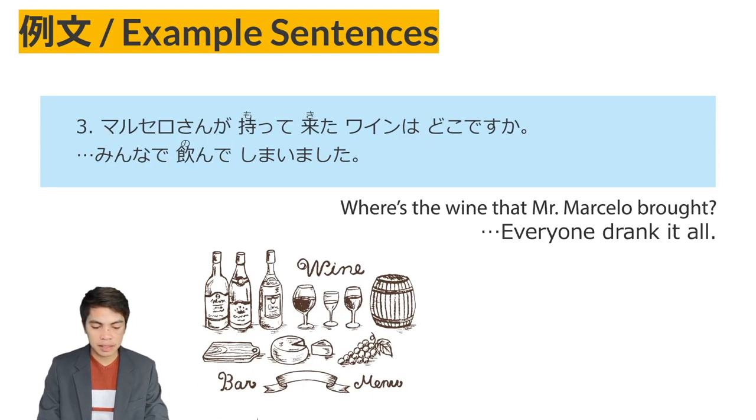Number 3. Marcelo-san ga motte kita wine wa doko desu ka? Minna de nonde shimaimashita. The first sentence, Marcelo-san ga motte kita wine, from motte kimashita. The wine that Mr. Marcelo brought. Wa doko desu ka? Where is the wine that Mr. Marcelo brought? Minna de nonde shimaimashita. Minna de, with everyone. Nonde shimaimashita, from the verb nomimasu. Now the other use of te shimaimasu means the action has been completed. If you say minna de nomimashita, it means everyone drank the wine. But nonde shimaimashita means everyone drank the wine and finished drinking it.